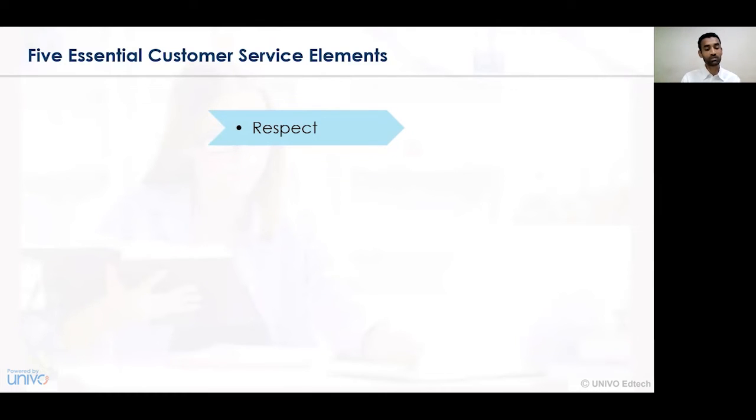The second essential customer service element is understanding. We must understand our customers, what their problem is, how benefit can be derived for them, and how qualitative services can be delivered to the customers. Hence, understanding the customers is essentially important.